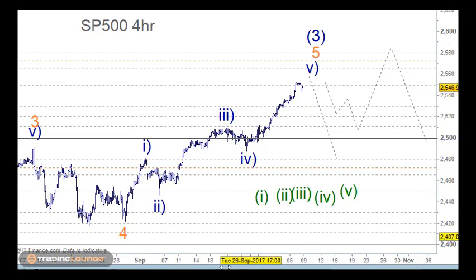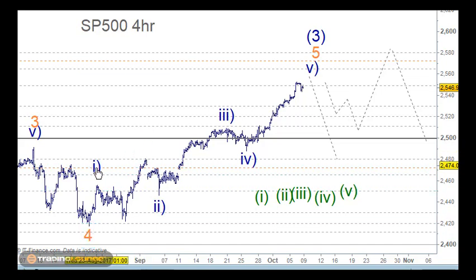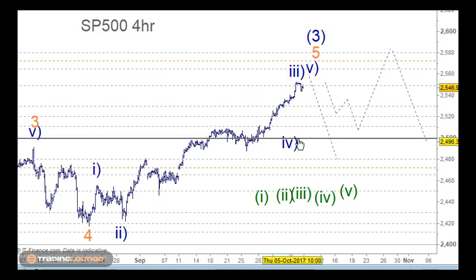Now, one of the spanners in the works here is that I also think this wave 4 can be sitting here as an A and a B and a C, and having this here as wave 1 and wave 2, and then all of this up for wave 3, then wave 4, then wave 5.